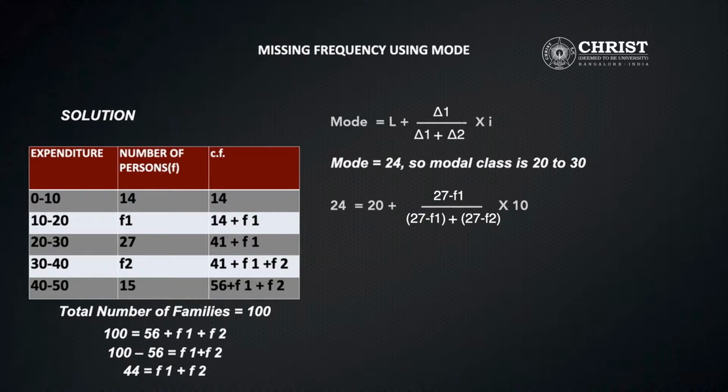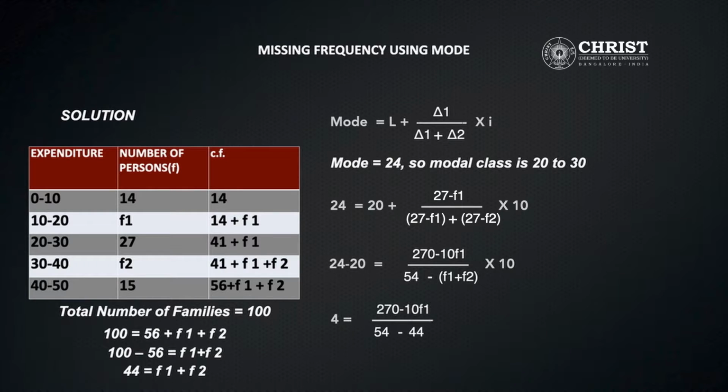Substituting the values in the equation, we get 24 is equal to 20 plus (27 minus F1) divided by (27 minus F1 plus 27 minus F2) into 10. So 24 minus 20 is equal to, now 27 minus F1 we are multiplying with 10, that is 270 minus 10 F1, divided by 27 and 27 we are adding, we are getting 54 minus within bracket F1 plus F2. Now 4 is equal to (270 minus 10 F1) divided by. Now we already calculated F1 plus F2 is 44.